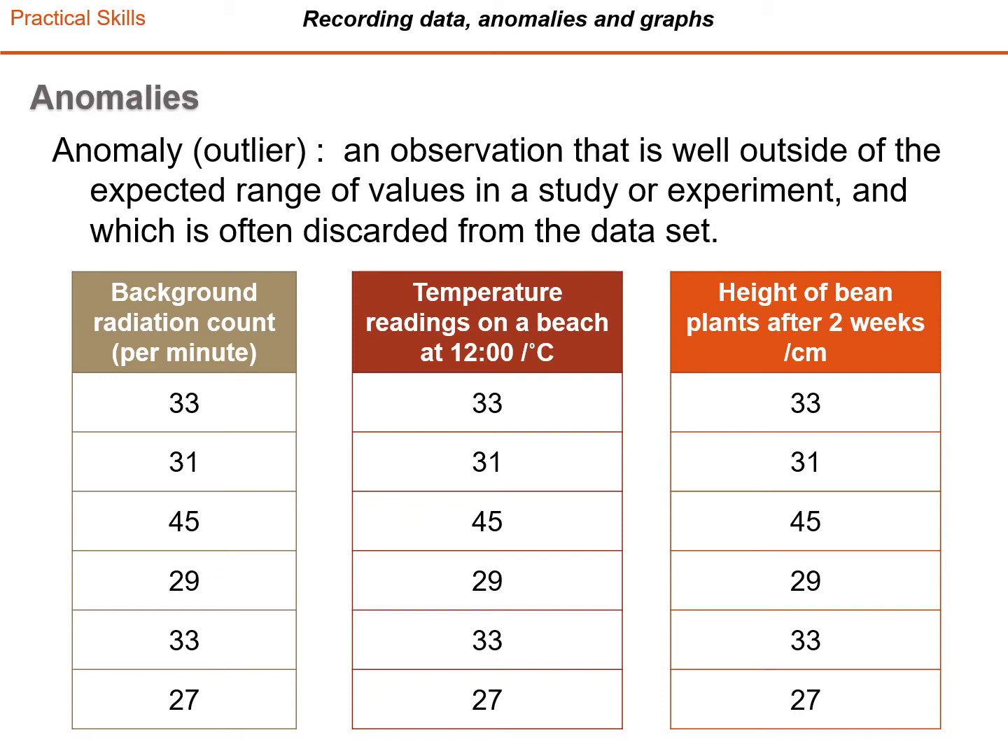For the temperature reading, the 45 should be considered as an anomaly, as we'd expect the temperature reading on the beach, on the same beach at the same time, to be roughly about the same. Lastly, the height of the bean plant, well, that may or may not be an anomaly, and we'd need to know more about the experiment and the expected results. But given the wide amount of variation we can see within the natural world, typically we would not consider that to be an anomaly, and therefore we would include that within the data set when we do further processing.